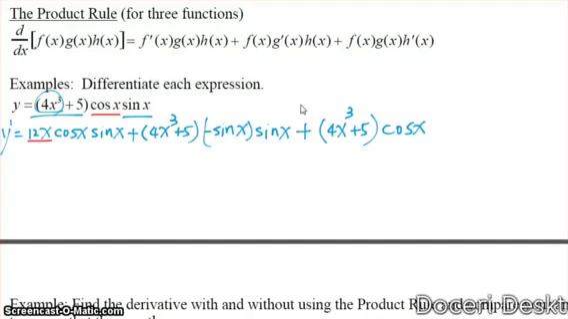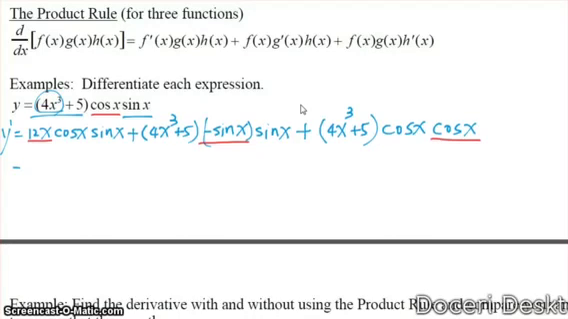And then sine becomes what? Cosine. Let me underline. The first time you take the derivative of the first term, the second time the second term, the third time the third term. Now let's simplify this a little bit. We can simplify this a little bit.